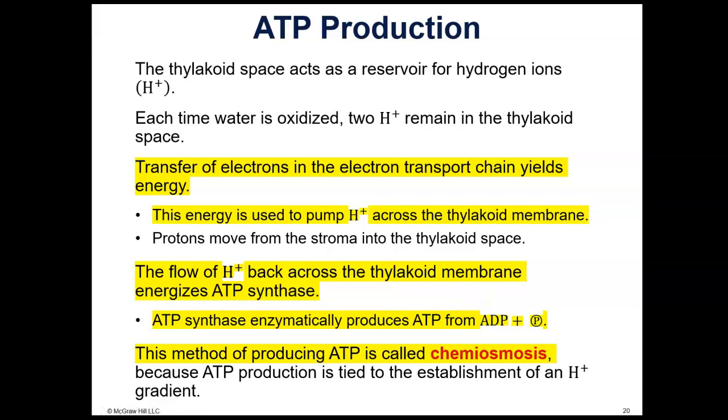to where its concentration is lower. And that ATP synthase is going to produce ATP using the energy from the flow of the hydrogen ions. This method of producing ATP is called chemiosmosis.